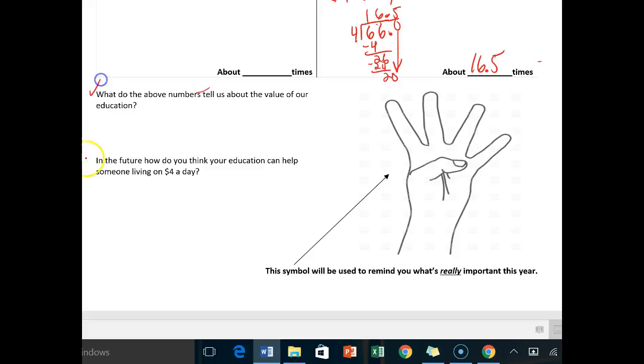Answer these 2 questions here, and please remember this symbol right here. When I hold up 4 fingers, I'm trying to tell you what really matters in life. There are 4 billion people living on less than $4 a day, and if you're complaining about somebody bumping into you, or the food in the cafeteria isn't that great, think about how grateful those 4 billion people would be to attend something like CJA.